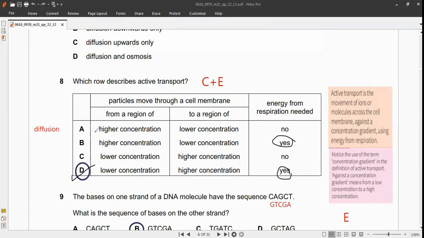What about A? From higher to lower and no need of energy. This is diffusion. From higher to lower concentration but needs energy. Lower concentration to higher concentration but no energy. So the correct answer is D. Active transport means movement of ions from lower concentration to higher concentration using energy from respiration of the cell.